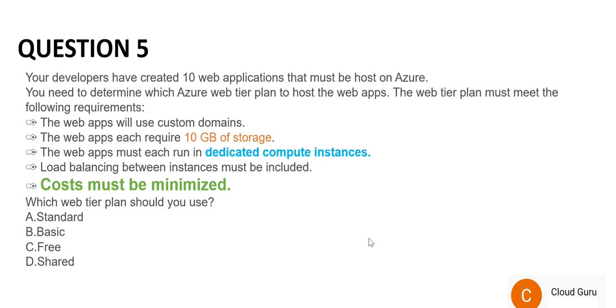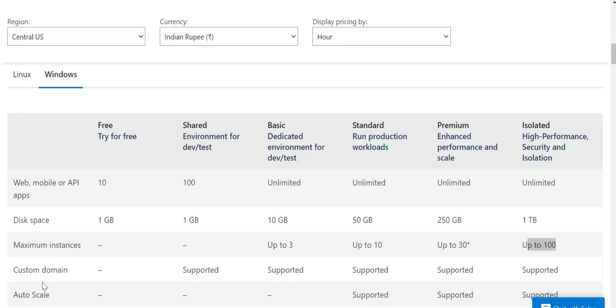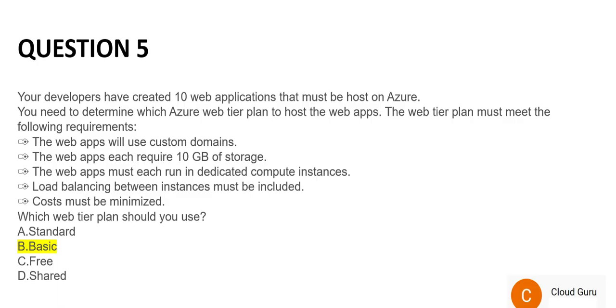But some people may cry, what about custom domains? Why did you not explain that? Let's see custom domains. Custom domains start from shared, okay, and ideally from a cost perspective that is cheapest, but then I don't have 10 GB here. I don't have a dedicated instance here. So I have to go with this, which has 10 GB support and dedicated instances. You see this is a dedicated environment, dedicated up to 3, and it supports custom domain. This is the right answer.